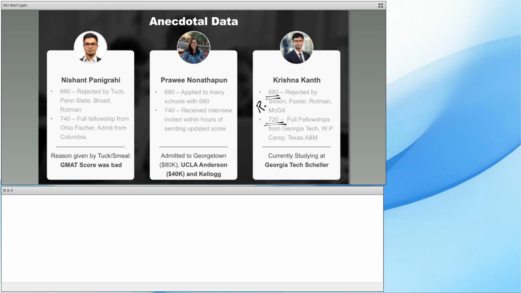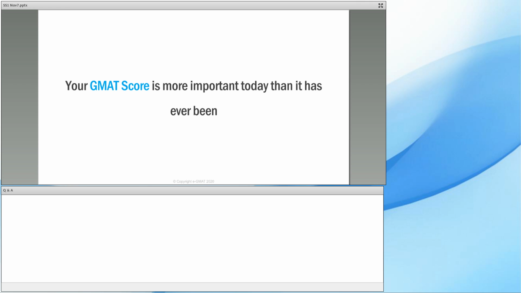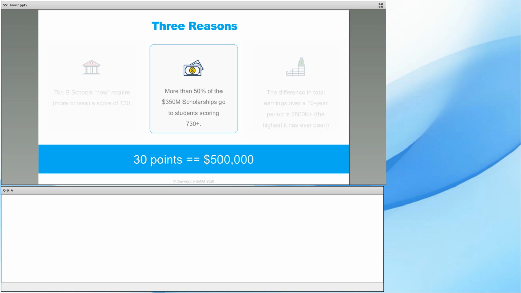Over here, scored 720, applied in round 3, got full fellowships from pretty much every school that he applied to. So again, essentially, a GMAT score today is way more important than it was probably 6-7 years back, when GMAT was a smaller component of your overall application.